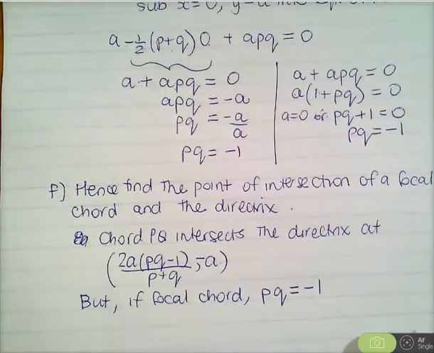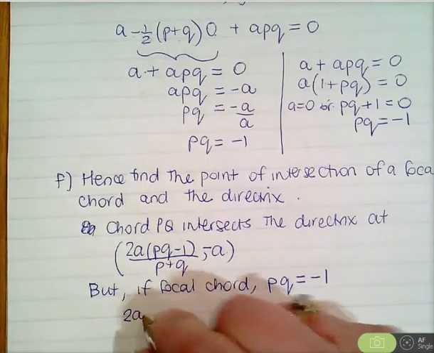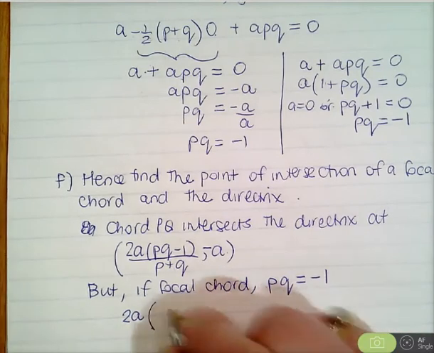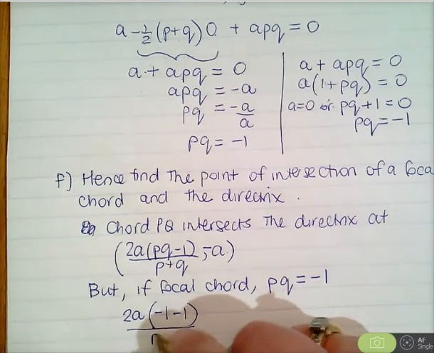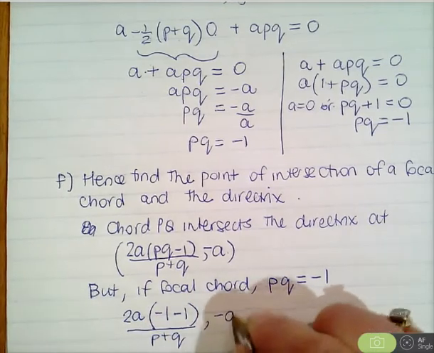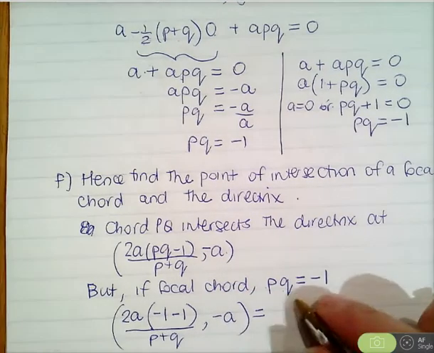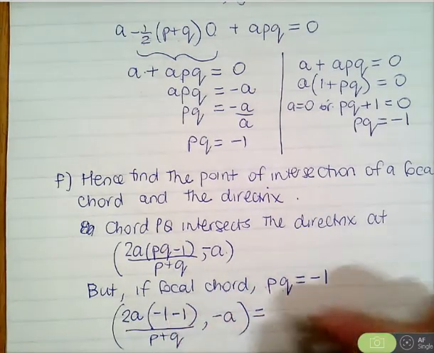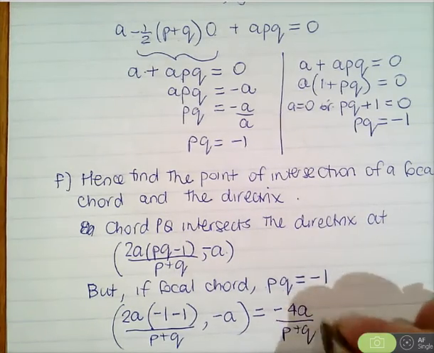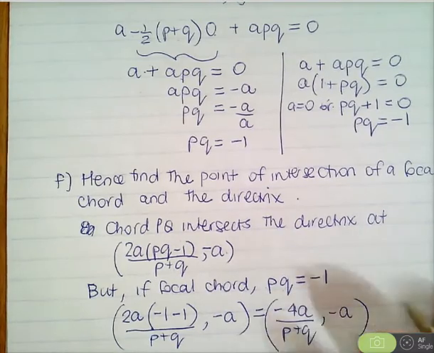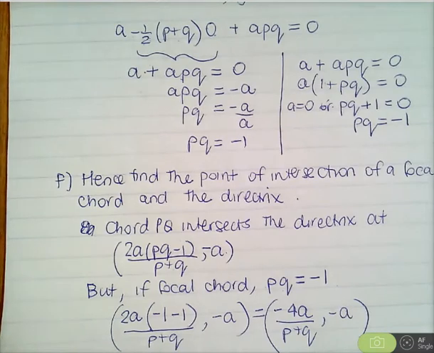So therefore, if it's a focal chord, I'll just replace this PQ with a -1. So I've got 2A, replacing the PQ with a -1, I get -1 minus 1 over P plus Q, comma, -A. That's my point. And working this out, I've got 2a times -2, so 2a times -2 is -4a over P plus Q, comma, -A. So therefore, that's the point of intersection of a focal chord and the directrix.